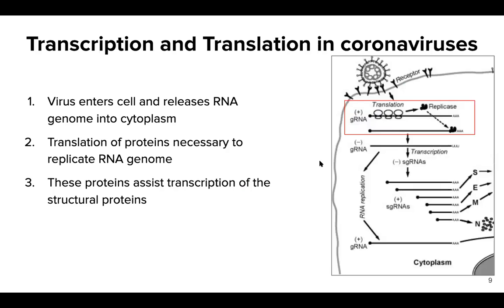So transcription and translation in coronaviruses: essentially the virus enters the cell and releases the RNA into the cytoplasm. Then the translation of proteins necessary to replicate the genome happens. And then these proteins assist the transcription of the structural proteins.